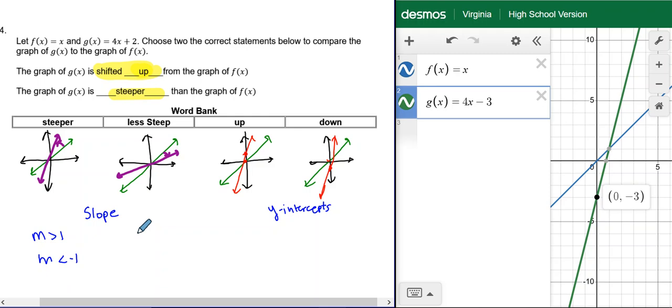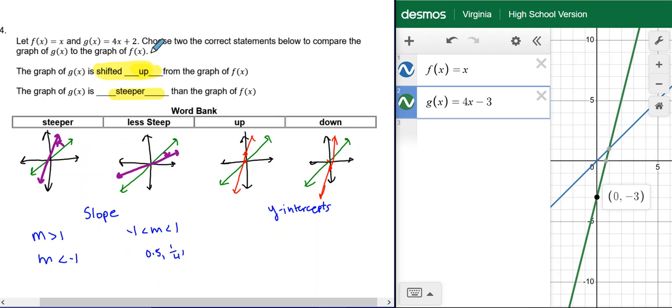For numbers that are less steep, m has to be between -1 and 1. So it would be any number that's like a 0 point something, like 0.5 or 1/4. If the numerator is smaller than the denominator, it's going to be less steep. If you're not able to remember those specific rules, you can always just graph it and check. As long as you know what steeper and less steep look like, then you should be good.